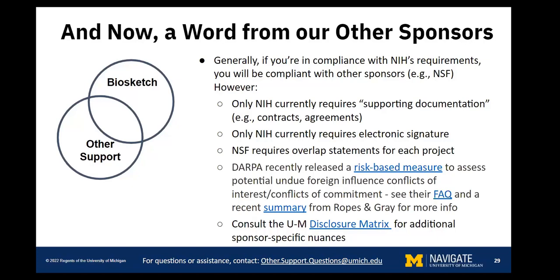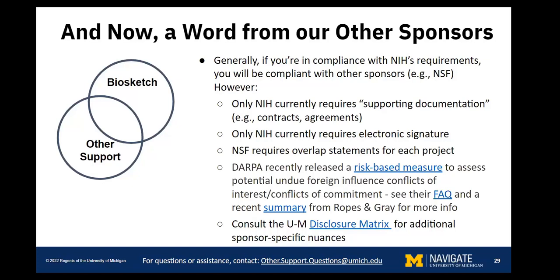Also, for those of you who may be submitting to DARPA, just something to be aware of, that DARPA has recently released a risk matrix to try to better assess the potential for undue foreign influence or conflicts of interest and conflicts of commitment. We're not really sure where this is going at this point, but they have indicated that they are using it as an assessment tool in their proposal review process. So that's something you might want to have on your radar.